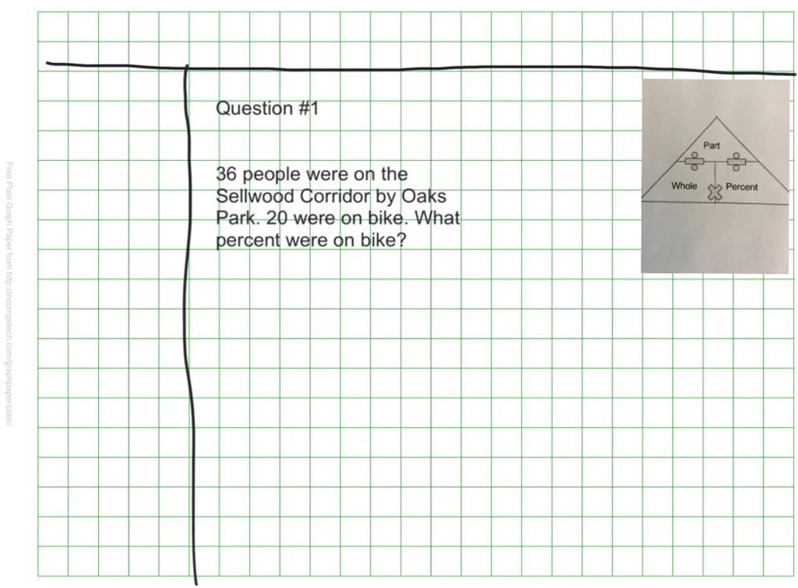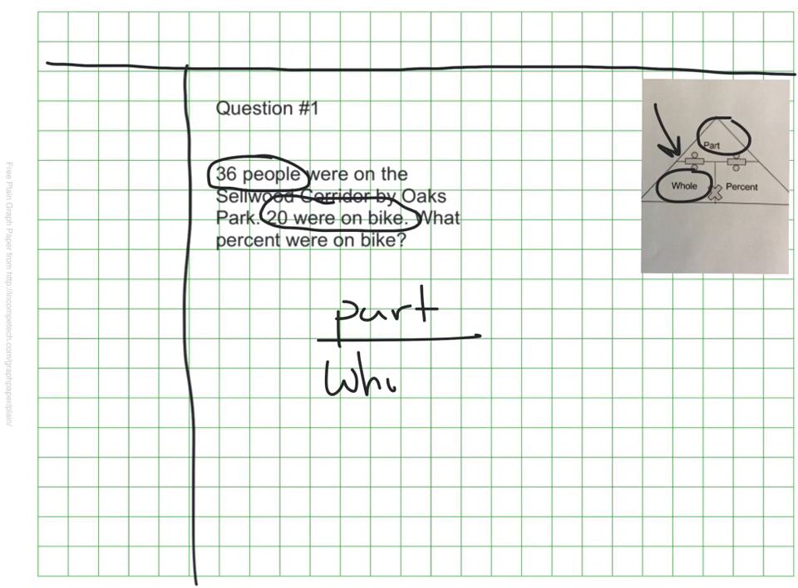So here we have a question. It says 36 people were on the Selwood corridor over by Oaks Park. 20 were on bike. The question is, what percent were on bike? So we're going to break this down and figure out what we know and what we need to find out. It looks like here we know the part, the part who were on bike, and the whole, all of the people who were there. So we seem to know the part and the whole. Looking at my organizer, that reminds me that if I know the part and the whole, I need to be dividing. And of course, now I remember that that means I have the part over the whole.